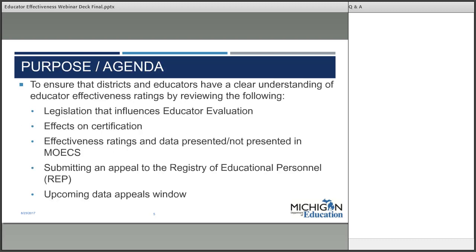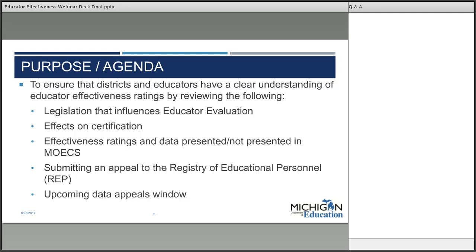Our purpose and agenda today: mostly we want to make sure that districts and educators have a clear understanding of educator effectiveness ratings by reviewing each of the following. One, we're going to talk about the legislation that influences educator evaluation. Two, we will detail the effects on certification. We'll then talk about effectiveness ratings and data that is presented and the data that's not presented in MOEX.